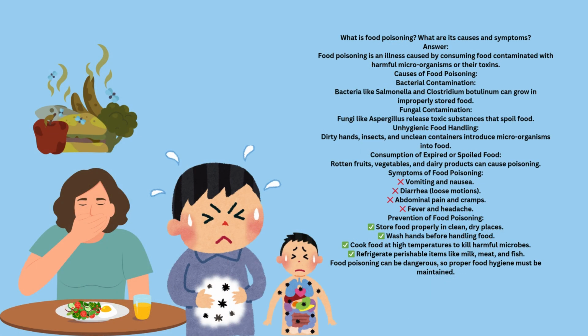Next is food poisoning. What are its causes and symptoms? It's an illness caused by consuming food or water contaminated with harmful microorganisms or toxins. It can be bacterial contamination or fungal contamination, and its symptoms include vomiting, nausea, diarrhea, abdominal pain or cramps, fever, and headache also. And how can we prevent that? By storing food properly in a clean and dry place, washing hands before handling the food, cooking food at high temperature to kill the harmful microbes, and refrigerating it for proper maintenance.